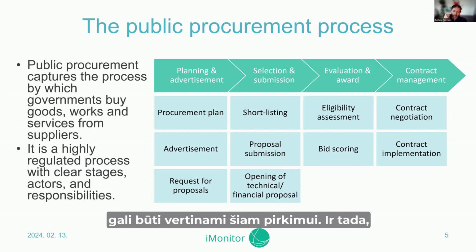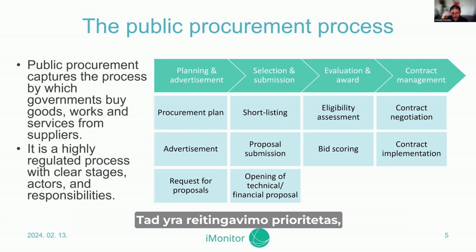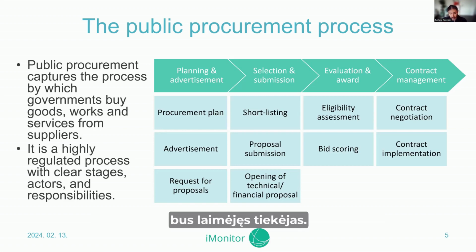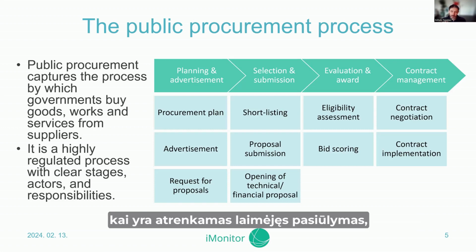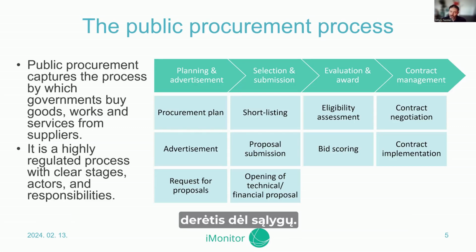And then once eligibility is assessed, the eligible bids and bidders are scored. So there is a ranking, prioritization, where the highest scoring bid will be the winning bid, the winning supplier. Now, scoring can happen purely on price or price plus some quality considerations. And finally, once the winning bid is selected, then there is a contract signature, and we move on to contract management, where the contract is implemented, and sometimes we also have contract renegotiation.